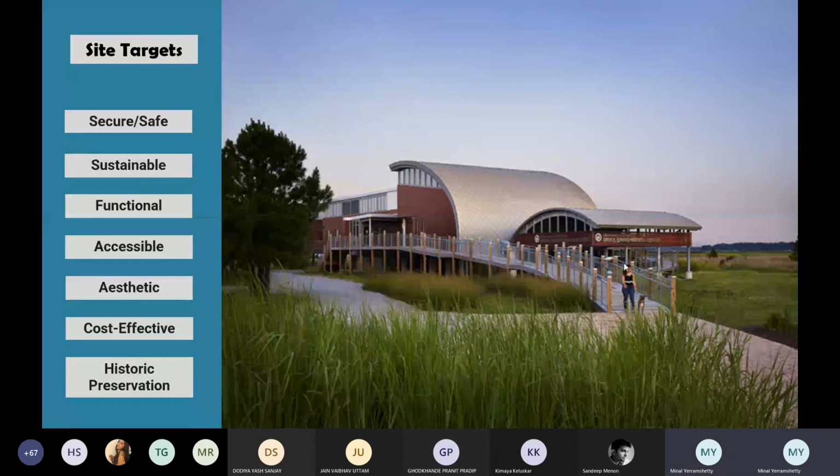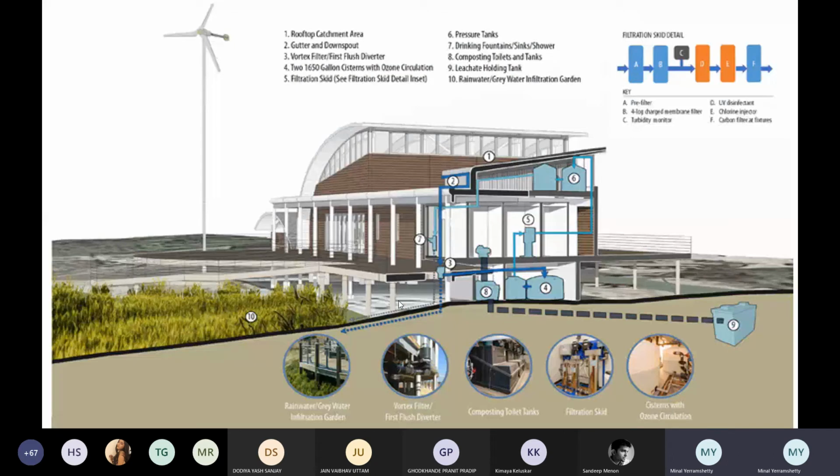This area also experiences one of the highest rates of sea level rise along the entire US East Coast. That is another reason why they wanted to do something about this area. Right, next slide. We are talking about the sustainable goals and some of the ways in which they have taken care of them.